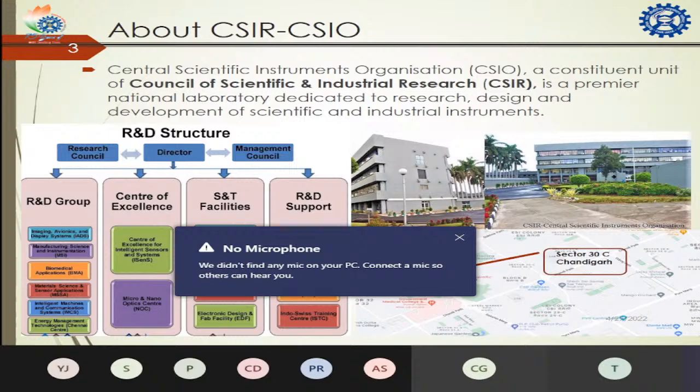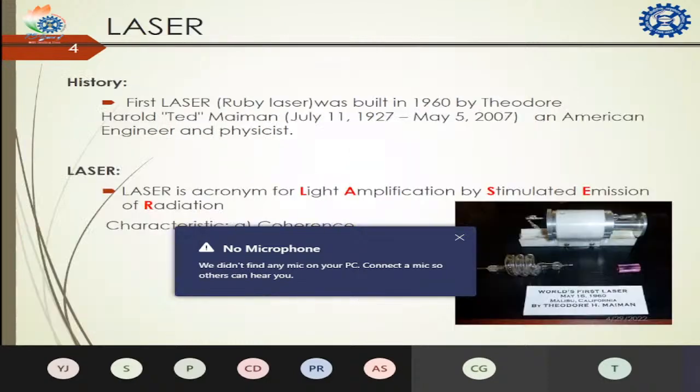So moving on to my talk. I think everyone has heard about laser. The history of laser goes back to 1960 when Theodore Harold Ted Maiman first discovered the laser. He was an American engineer and physicist.